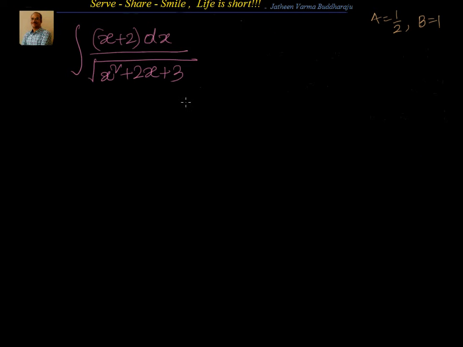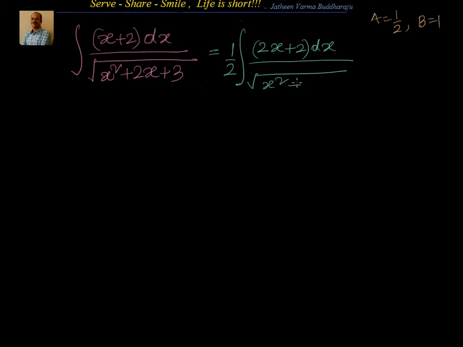So we can write down this function once we know the values of A and B. We can say 1 by 2 integral of 2x plus 2 dx divided by square root of x square plus 2x plus 3, plus dx by, B is 1 so we don't need to multiply, root of x square plus 2x plus 3. Okay, now we divide that into two parts. By this time you are pretty much conversant with that, so I'll do it very quickly.